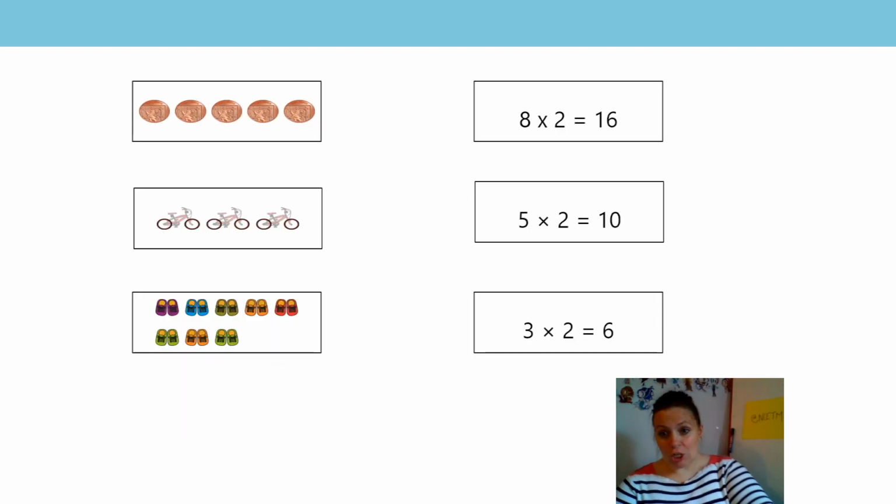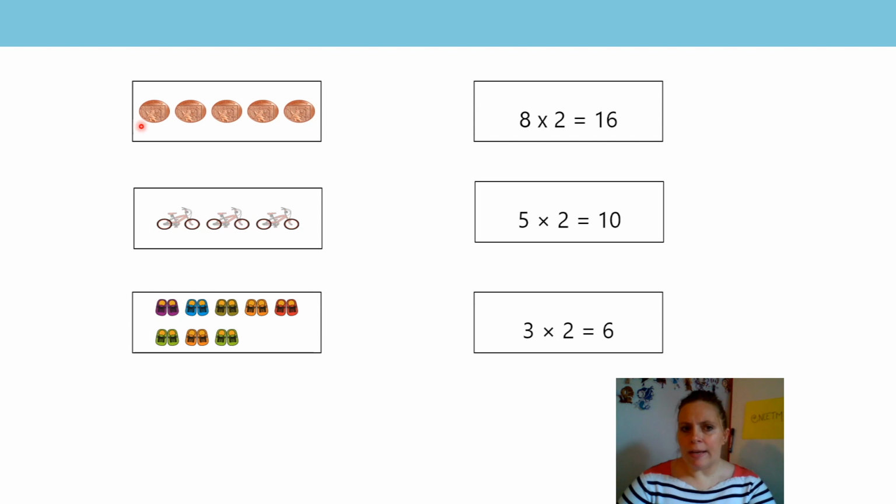I've got a little matching job for you to do now, and I would like you to match these pictures to these equations. I'm going to give you a little bit of time to do it yourself, and then we'll go through them together. So you might want to pause the video now. Okay, let's take the pictures one at a time. Let's start with the coins. Did you notice how many coins there are? That's right, there's 5. So 5 is a factor.